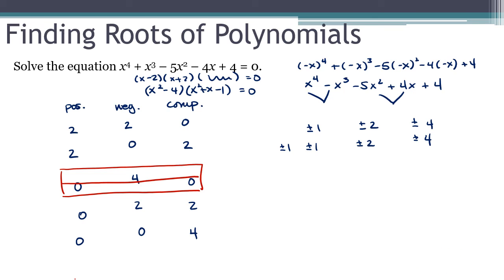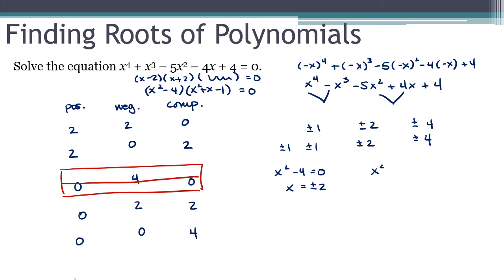So now what do we do? Well, we set the factors equal to 0. If you set x squared minus 4 equal to 0, you get x equals plus or minus 2, and we knew that already, right? We'd already found those two, which is good. Okay, so they're still there. They need to be on our list.